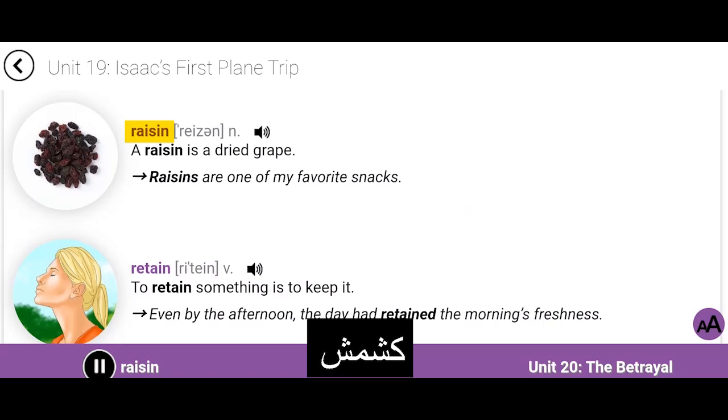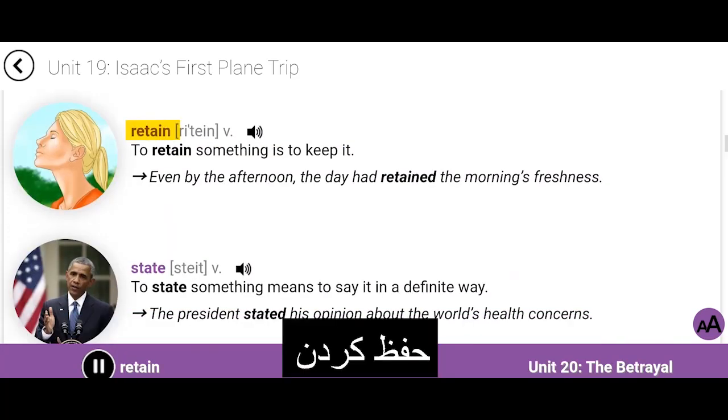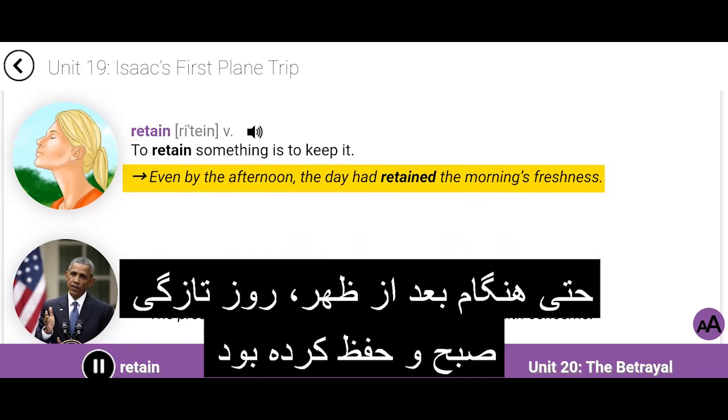Raisin. A raisin is a dried grape. Raisins are one of my favorite snacks. Retain. To retain something is to keep it. Even by the afternoon, the day had retained the morning's freshness.